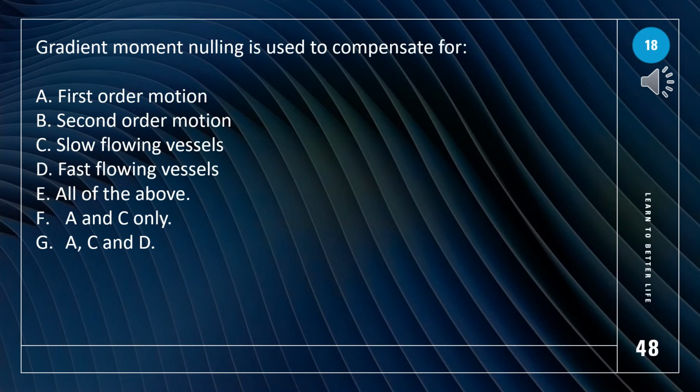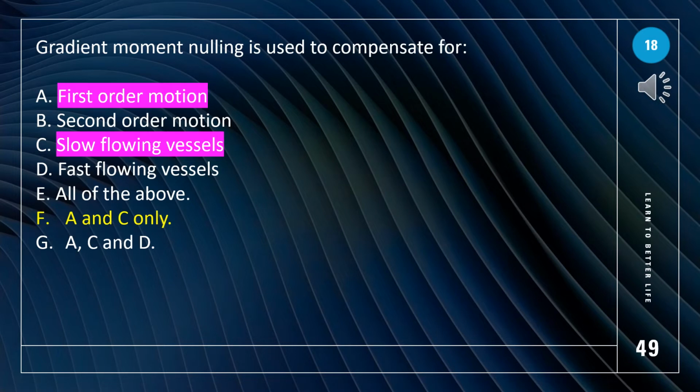Gradient moment nulling is used to compensate for A. First-order motion, B. Second-order motion, C. Slow-flowing vessels, D. Fast-flowing vessels, E. All of the above. F. A and C only. G. A, C and D. The answer is F. A and C only. Gradient moment nulling compensates the first-order motion and slow-flowing vessels.